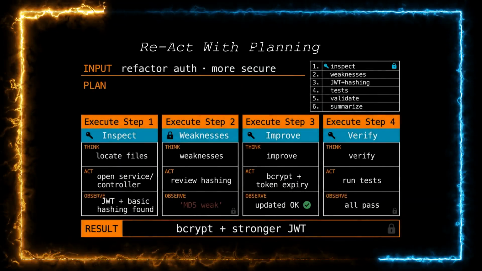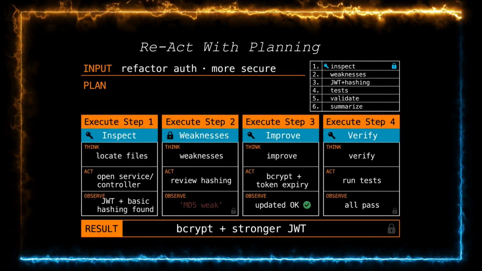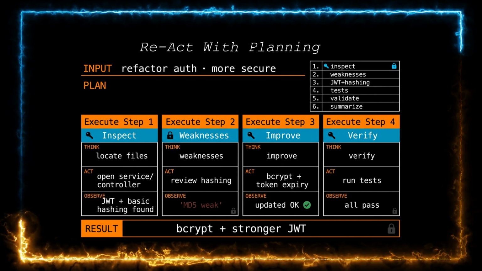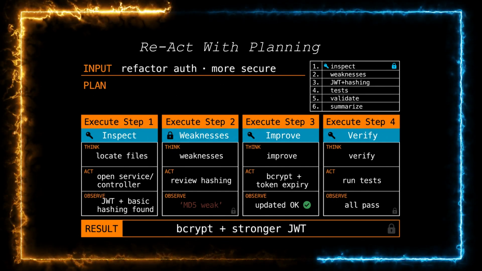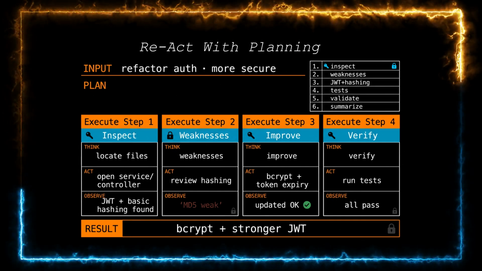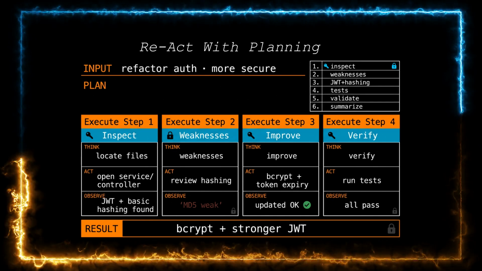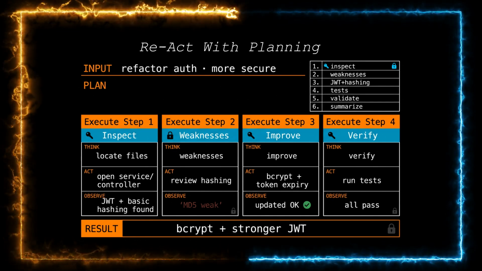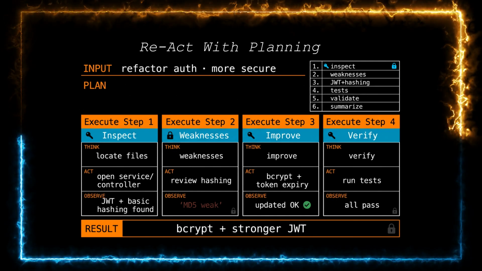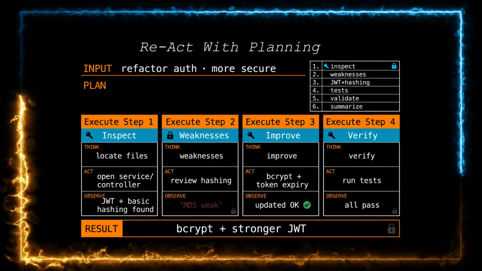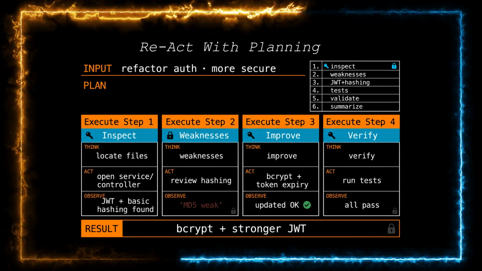Example: refactor my authentication module and make it more secure. Input: refactor authentication module for better security. Plan: 1. Inspect current auth implementation. 2. Identify security weaknesses. 3. Update JWT handling and password hashing. 4. Run tests. 5. Validate security improvement. 6. Summarize changes.